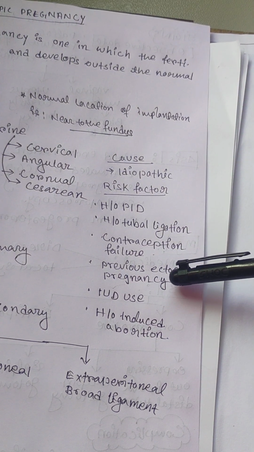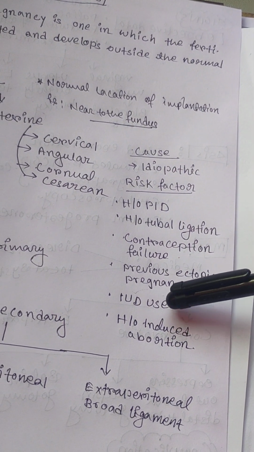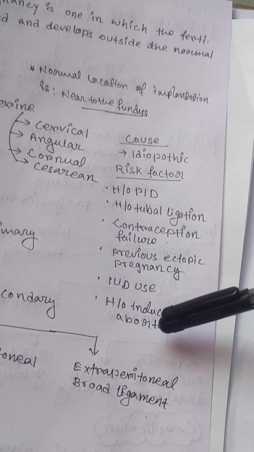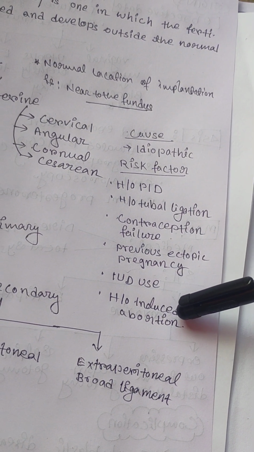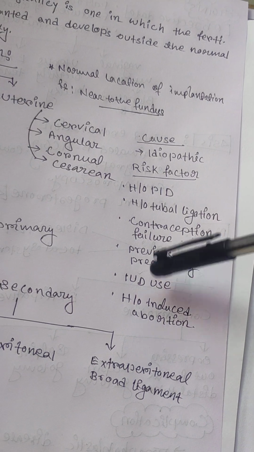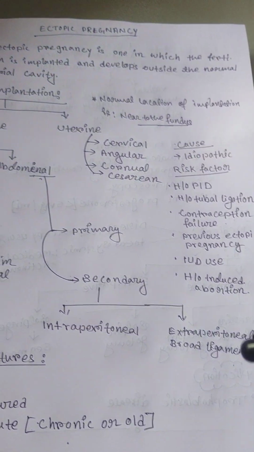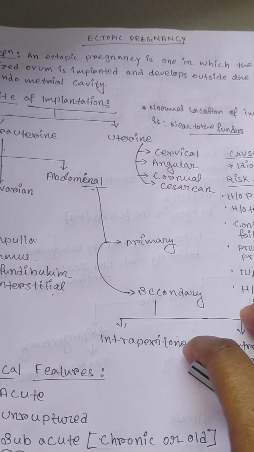And previous history of ectopic pregnancy. Then an intrauterine device, like copper T. And history of induced abortion; if the patient has a previous history of induced abortion, ectopic pregnancy can develop. These are all the risk factors.